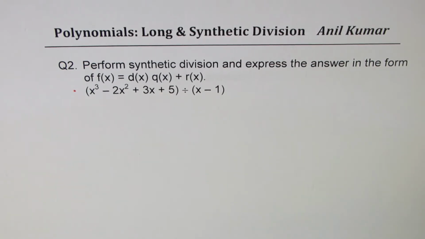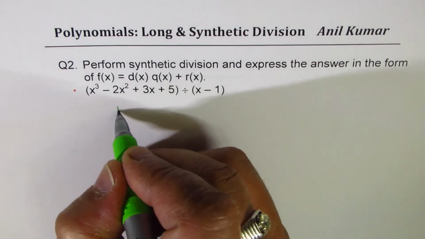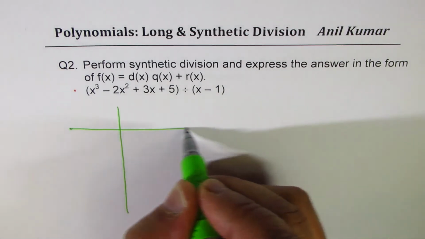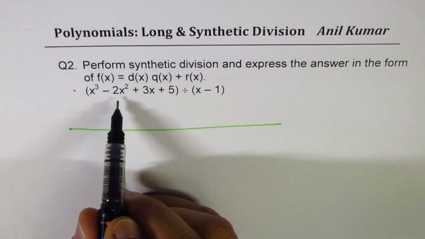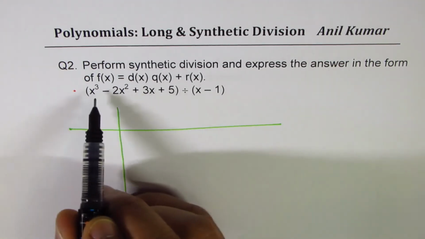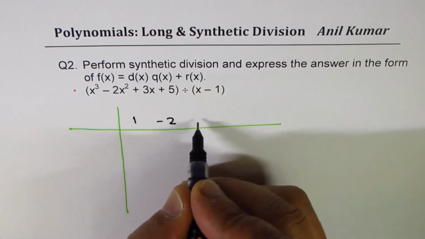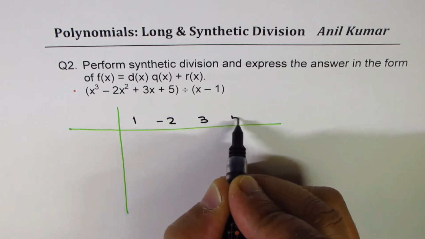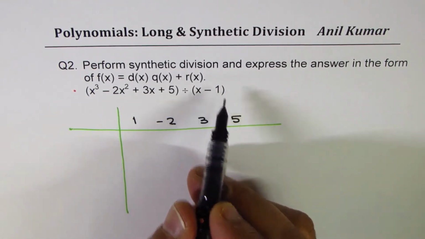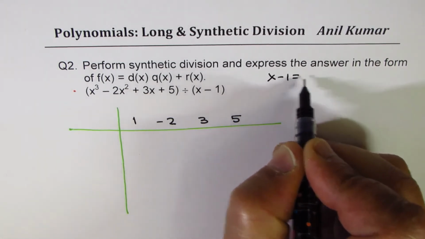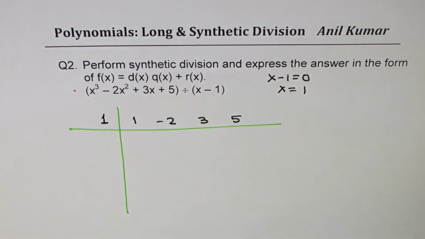Now let's do the second one. Now in this case, we are going to use synthetic division, right? So let's perform synthetic division. The function given to us is x cubed minus 2x squared plus 3x plus 5. Let's only write down the coefficients, which is 1, minus 2, plus 3, and 5. The divisor is x minus 1. What really makes it 0? We should say x minus 1 equals 0 for x equals 1. So we are dividing by 1, correct?